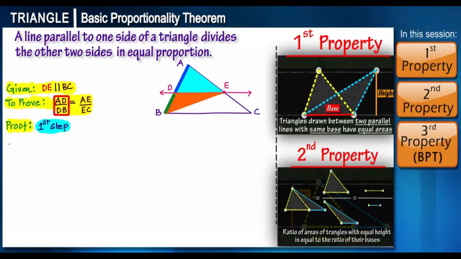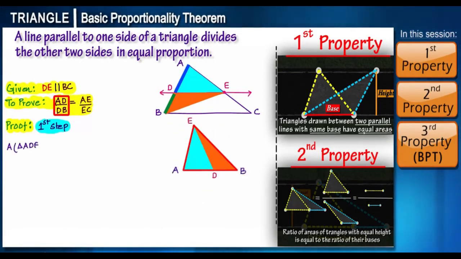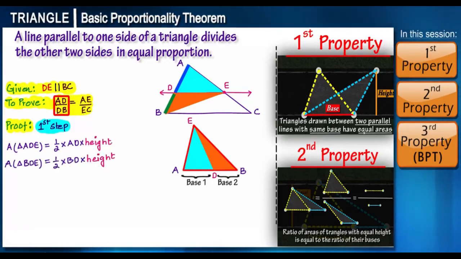We join BE. You can see the area of triangle ADE equals half into base into height. And what is the base? AD is the base in triangle ADE, and in triangle BDE, it is half into BD into height. Now we will find the ratio of their areas, because we want to find the ratio of AD and BD. When we find the ratio of the areas of the two triangles, the constant terms are cancelled out. Then what we have is AD upon BD. So this is our first step, and it is a very simple step.